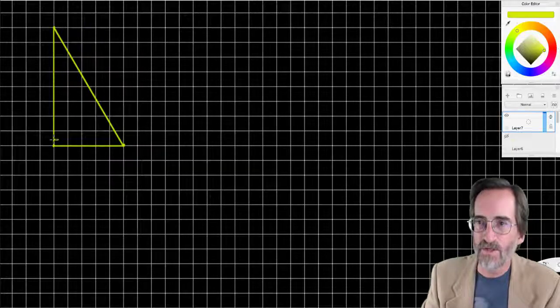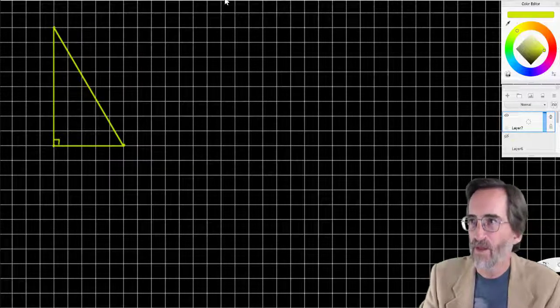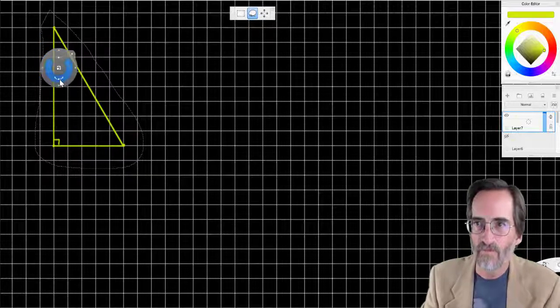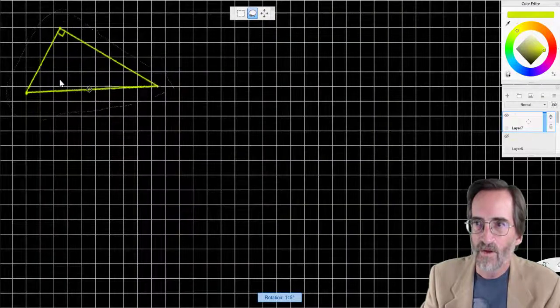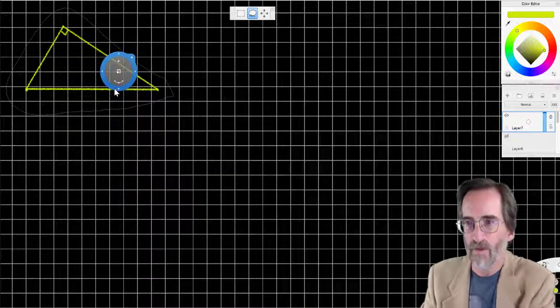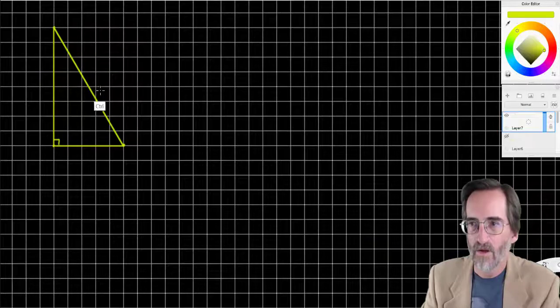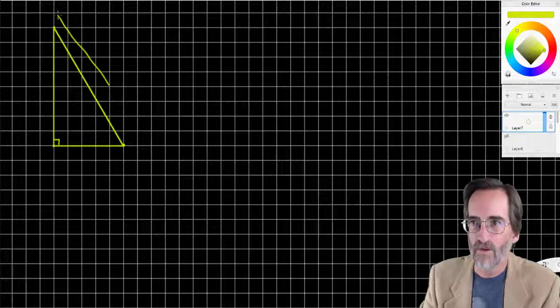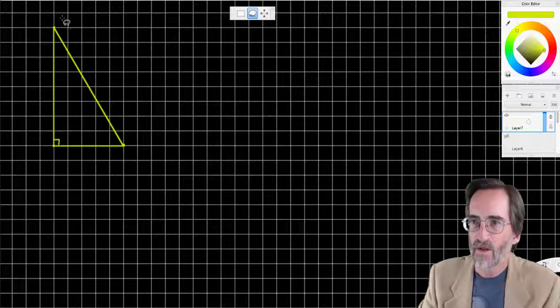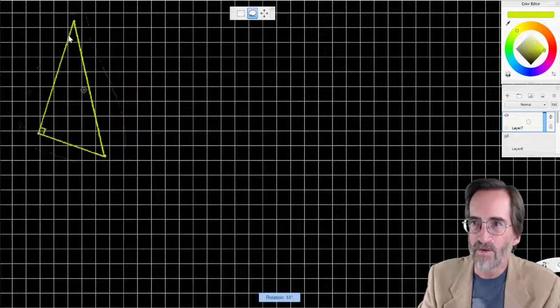What I'm going to do with this, they don't always show this in this orientation, but I'm going to take this right triangle and turn it around so that the hypotenuse is on the bottom. Actually, hold on here. Try that again. Hypotenuse on the bottom.